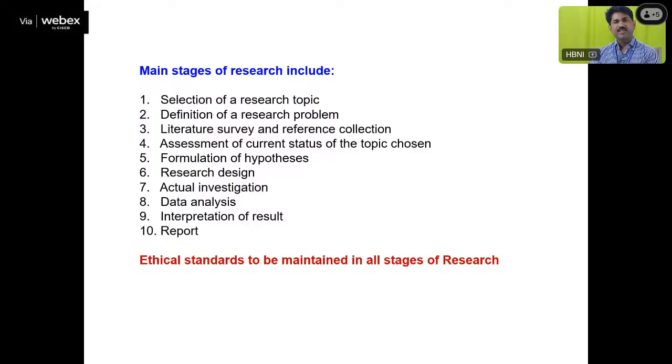During the actual investigation, we should not take any shortcut. If you are following the ethical standards, then definitely you will not take any shortcut, and you will do the research in the particular manner in which it was designed during your research process. Also, whenever you generate a lot of data, you have to do data analysis. During data analysis also, we have to follow the standards. Otherwise, if we are manipulating the data, the results will be completely misleading. Report writing, I have already mentioned.